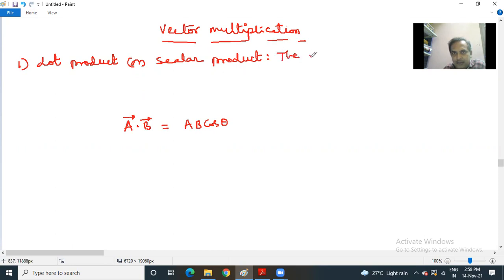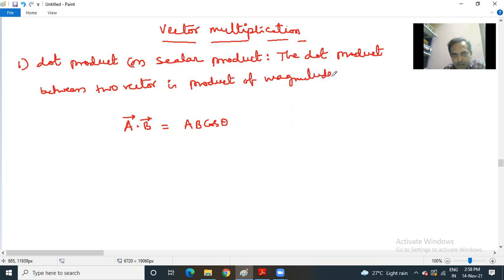The dot product between two vectors is the product of the magnitudes of those vectors and the cosine of the angle between them.